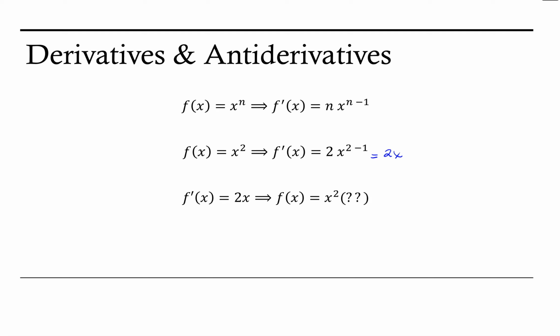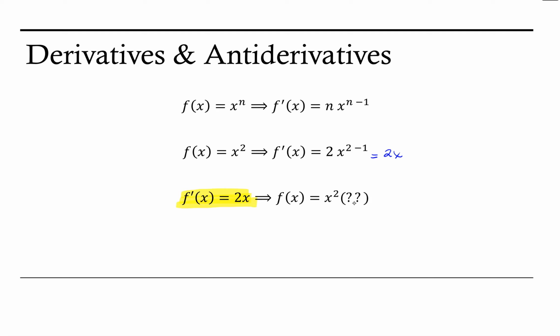Now, what if I start out knowing that my derivative is 2x, and I want to go backwards? I want to undifferentiate. I want to find the original function. Well, because we just took the derivative up here, we know that the original function for the derivative being 2x could be x squared. But notice I have the question marks there. Could it only be x squared?